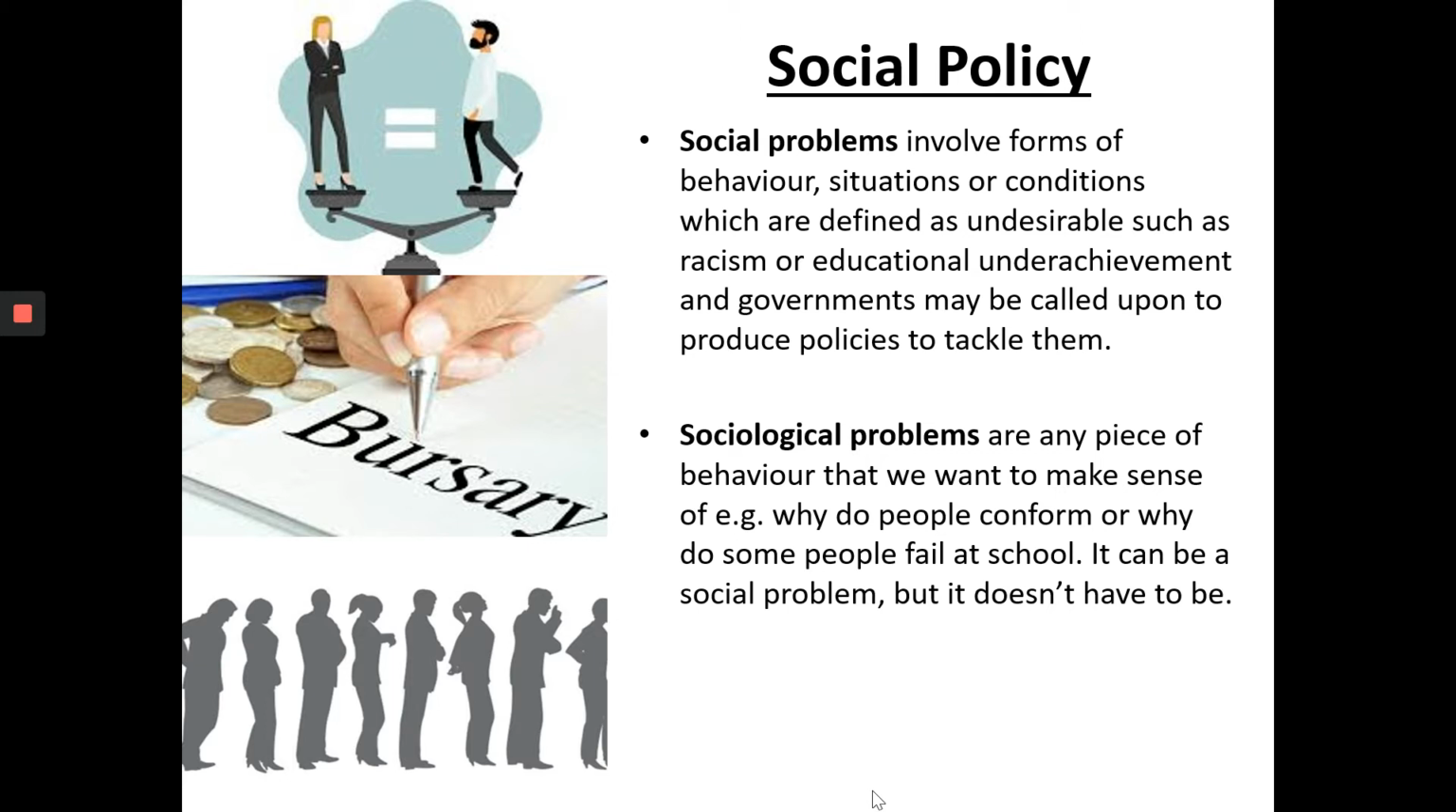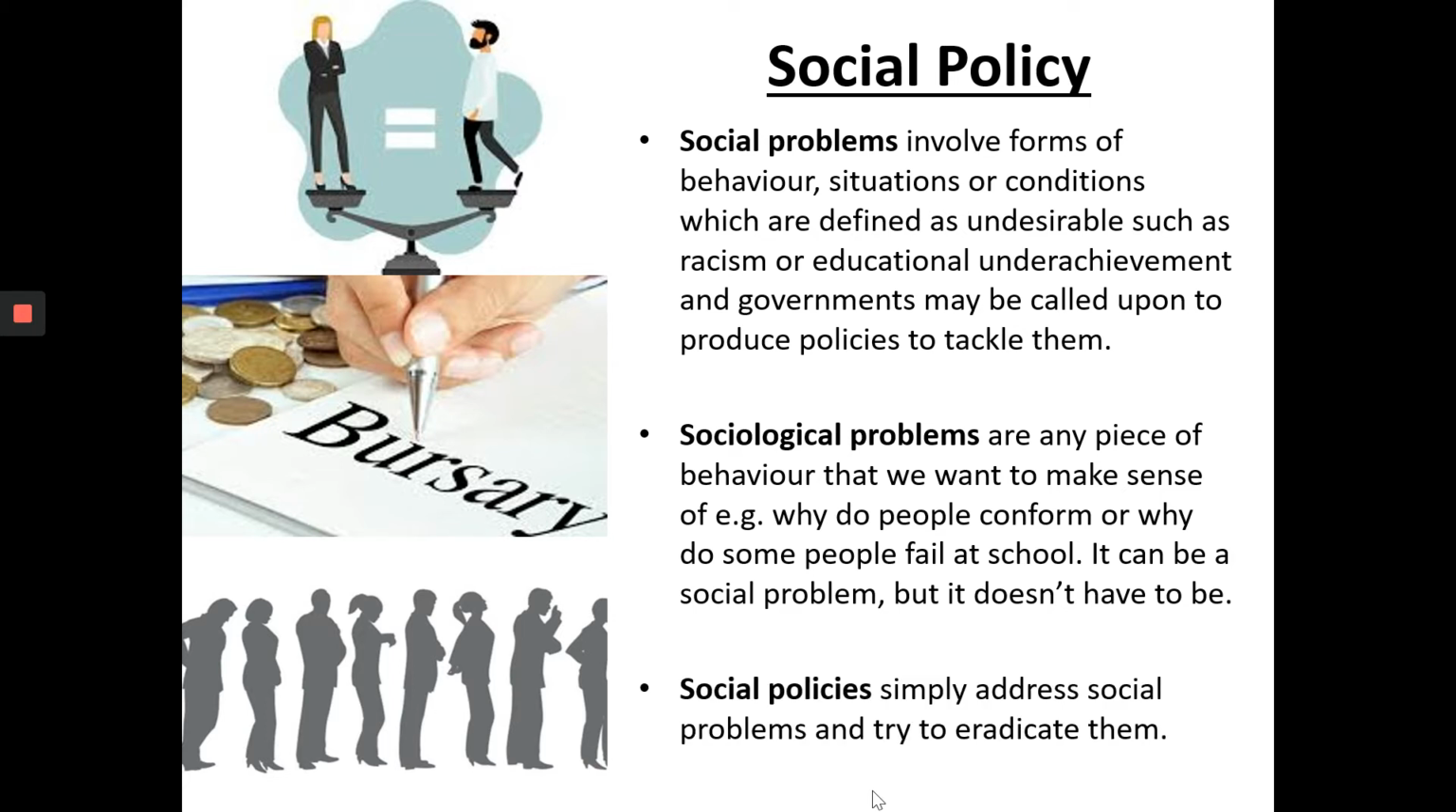So, for example, why is it that people conform? So why is it some people automatically know that they should queue when they're in a shop? Why is it that some people fail at school? So it could be a problem in terms of a societal problem, but can also just be a question or an area of interest. So sociological problems can overlap with social problems, but sociological problems can be literally anything.